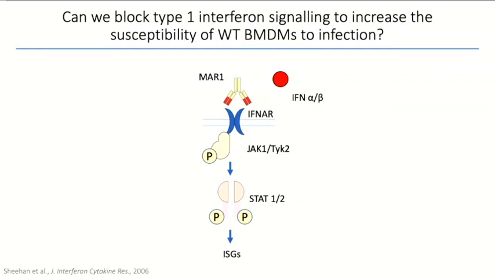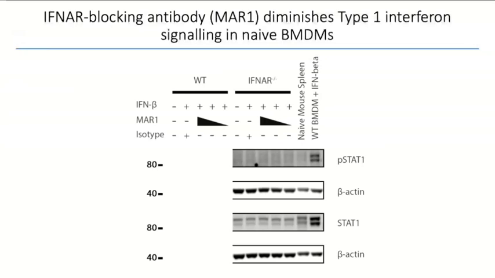The first step in this process was to test the ability of this antibody to block type 1 interferon signaling in my BMDM cells. My readout for this assay was the detection of phosphorylated STAT1, which is downstream of type 1 interferon signaling. For this experiment, wild-type and IFNAR-deficient cells were treated overnight with either an isotype control or different concentrations of MAR1. The following day, cells were stimulated for 20 minutes with murine interferon beta, and lysates were probed for phospho-STAT1.